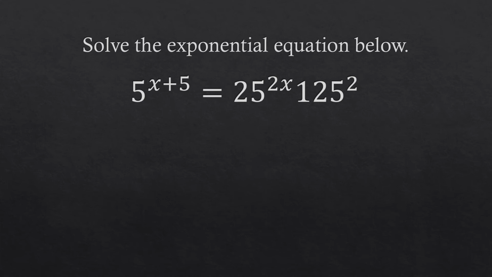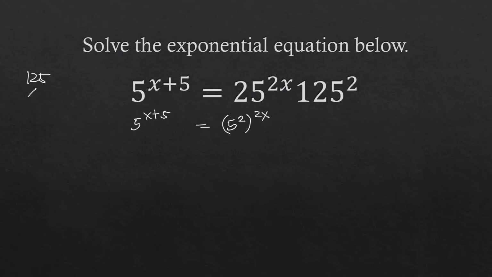So again, we have here 5 to the power of x plus 5. We just simply copy that one. That will be equal to 25. 25 we will express into 5 to the power of 2. Then we raise our entire 5 to the power 2 to the exponent, which is 2x. And then we have 125.